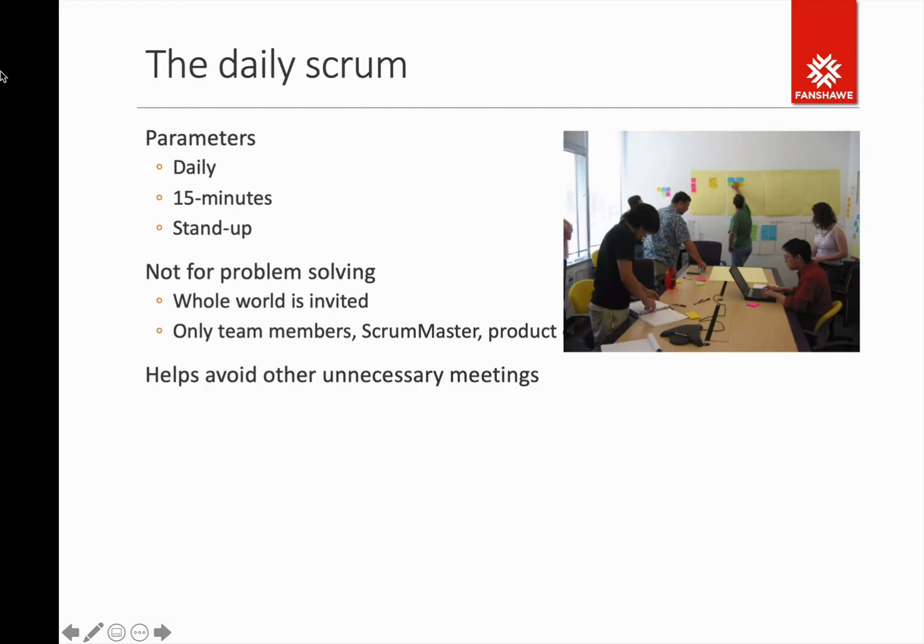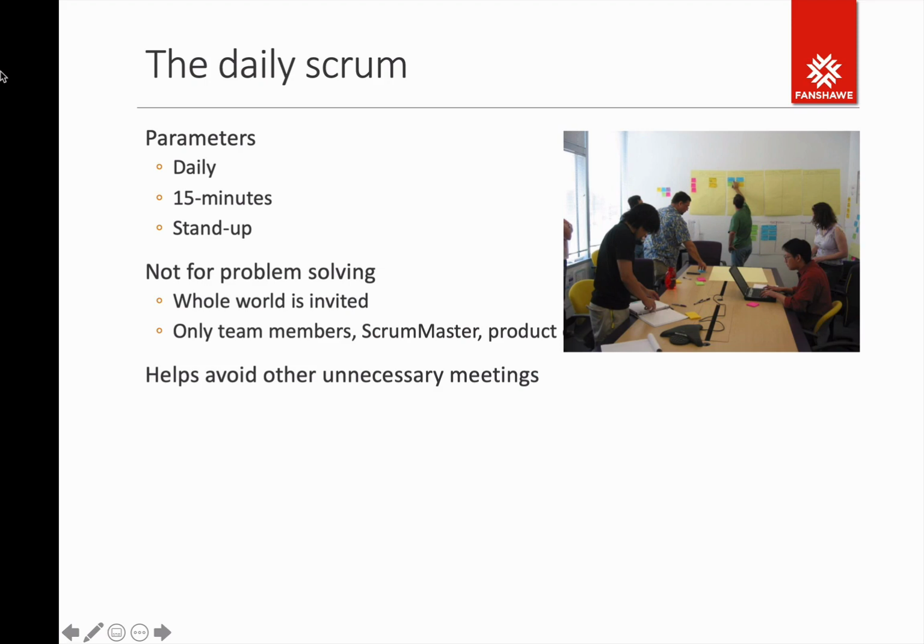The daily scrum. As I mentioned before, it's just a meeting that happens every day, usually at the beginning of the day. They usually last 15 minutes or less. Usually people have to stand up in the room when they attend these meetings. I'm not kidding. It's because when people sit, they get too comfortable. So generally when we do the daily scrum, it's a stand-up meeting.